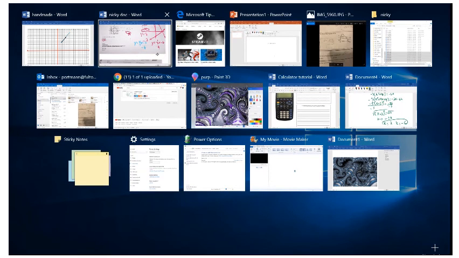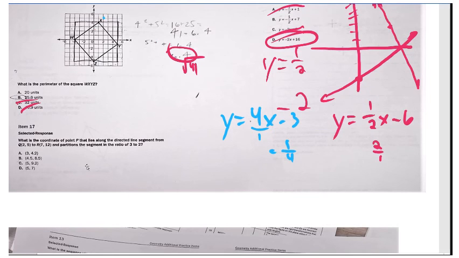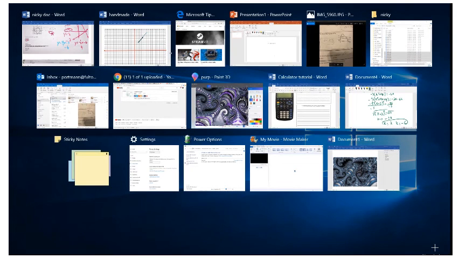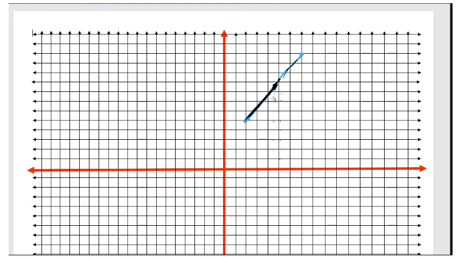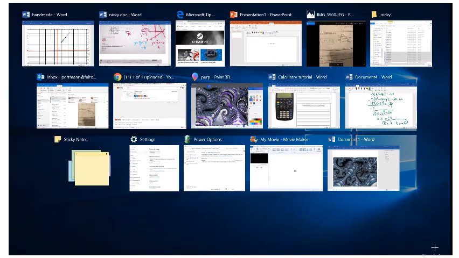So right now the best answer would be C. 5, 7 is not even a point on that line. So if your best answer is C, that's the one you're going to want to go with.